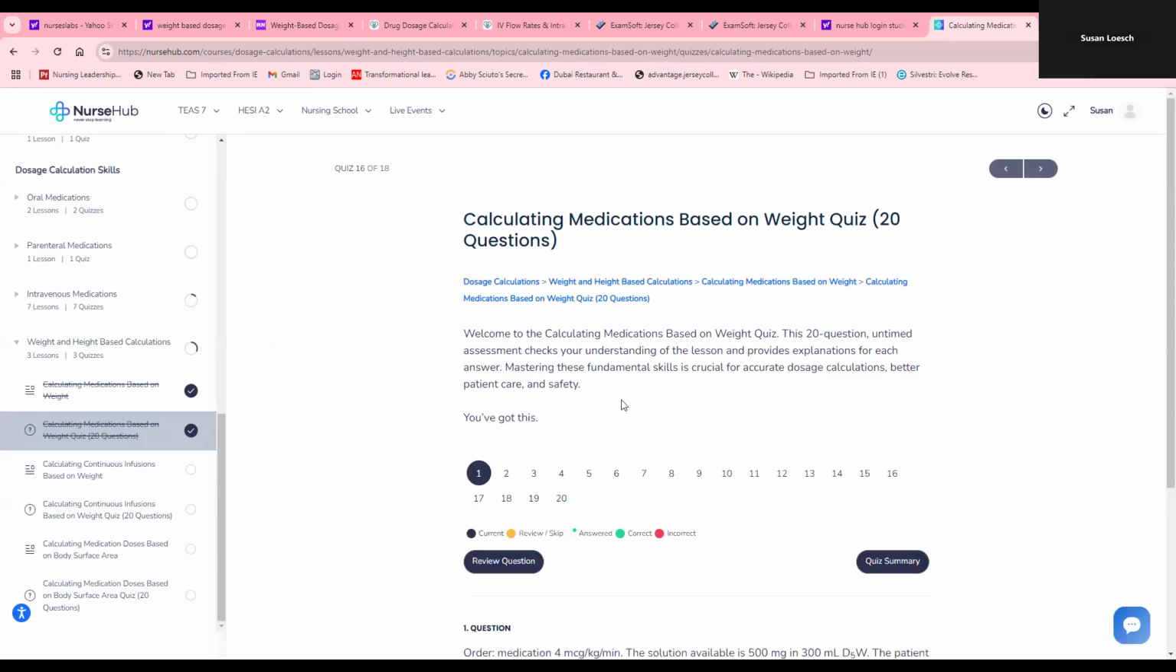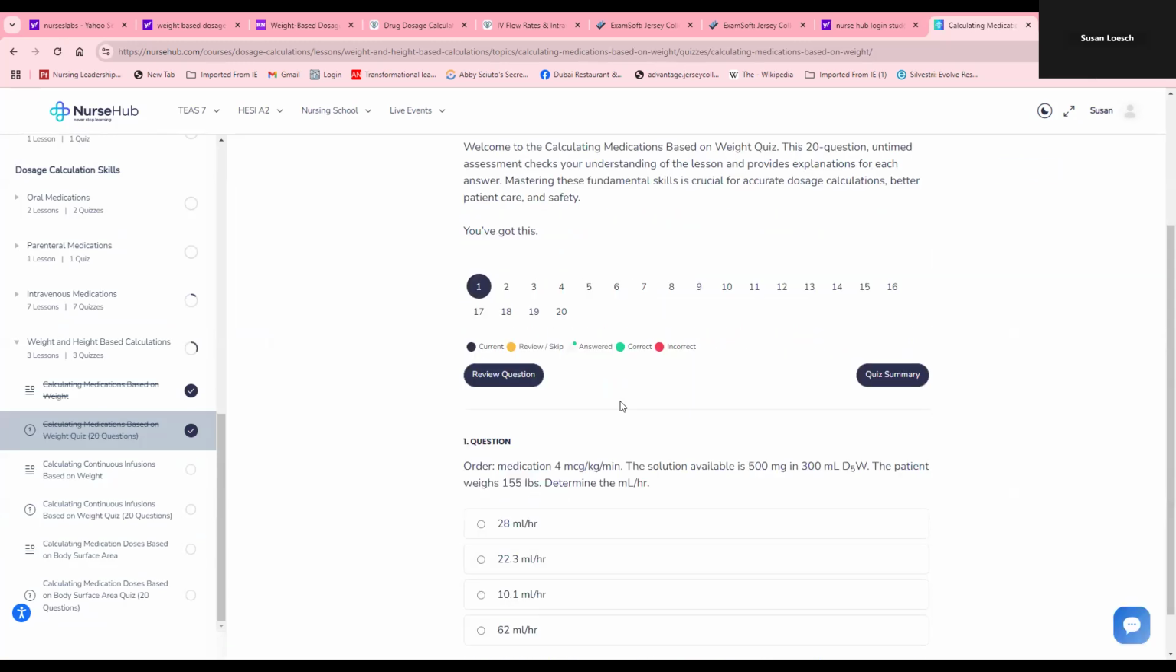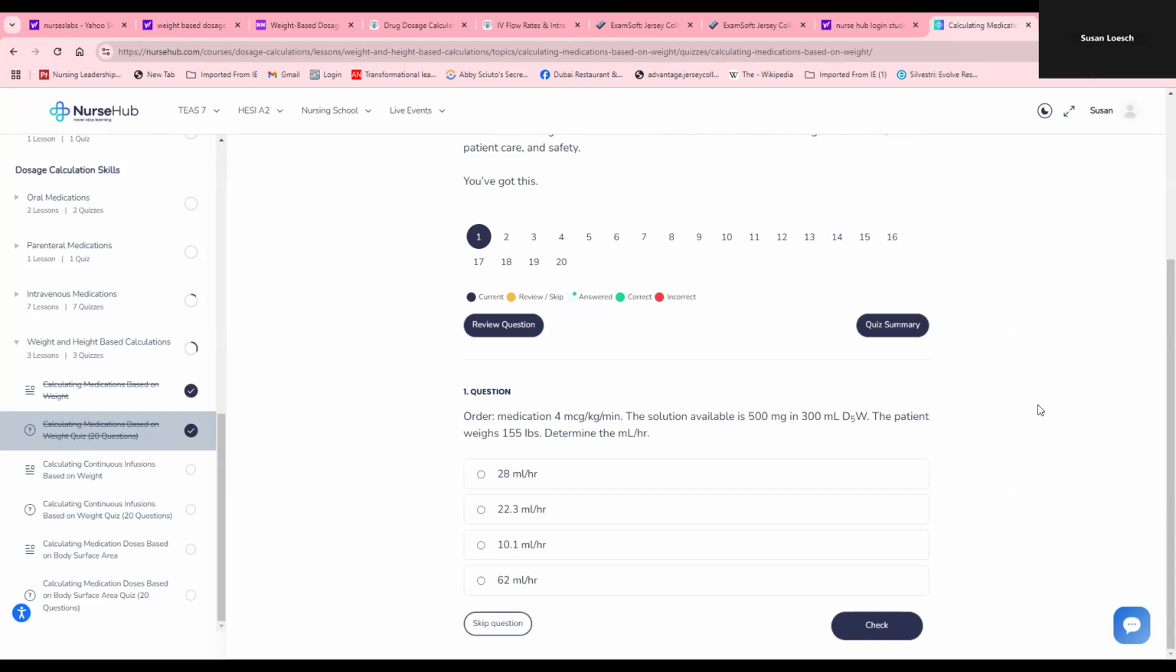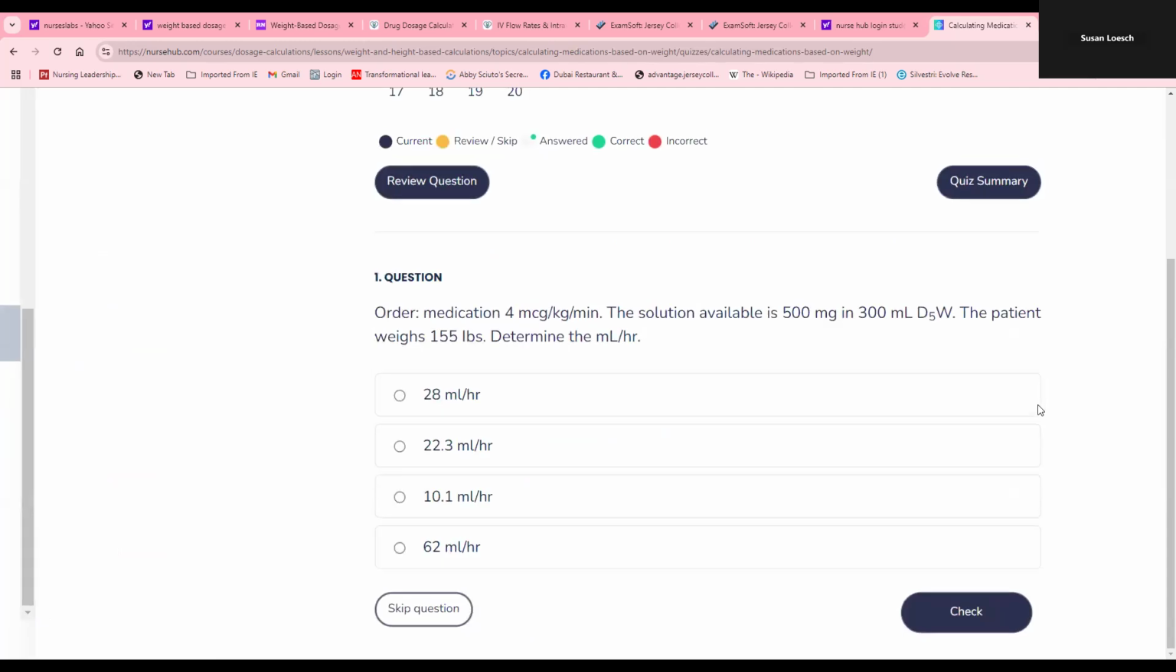All right, look at the first one. Okay, so what's your first step? Weight to kilogram. Okay, so 155 divided by 2.2. And that should have given you 70.45 kilograms. You leave the whole number in the calculator. Now, what's the next step?